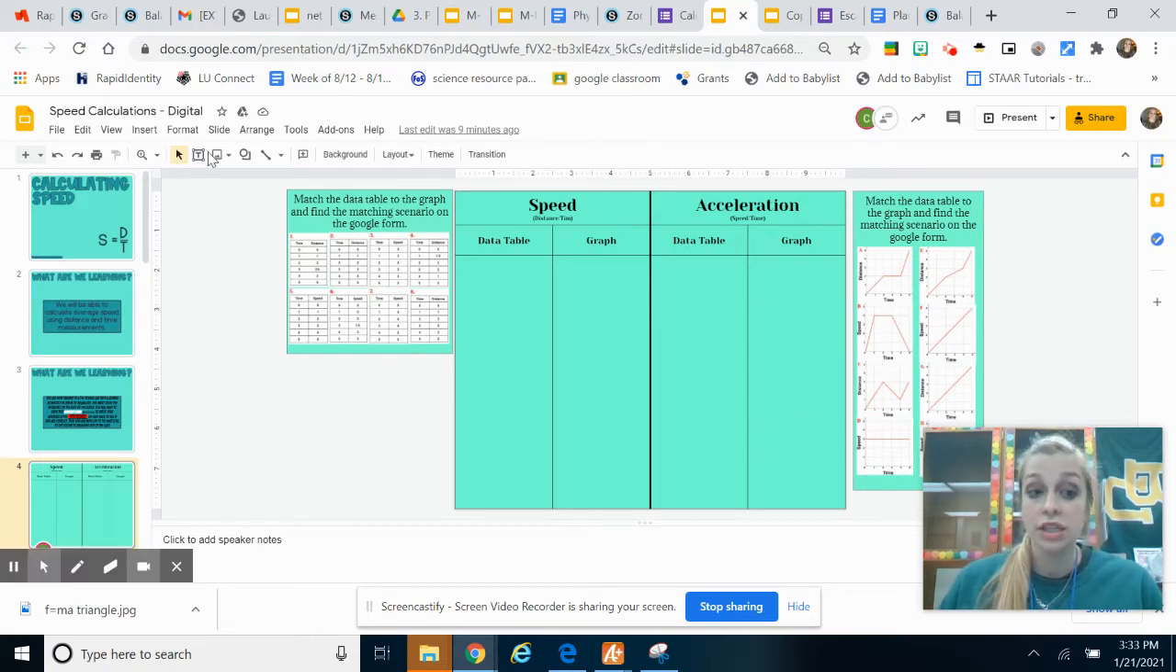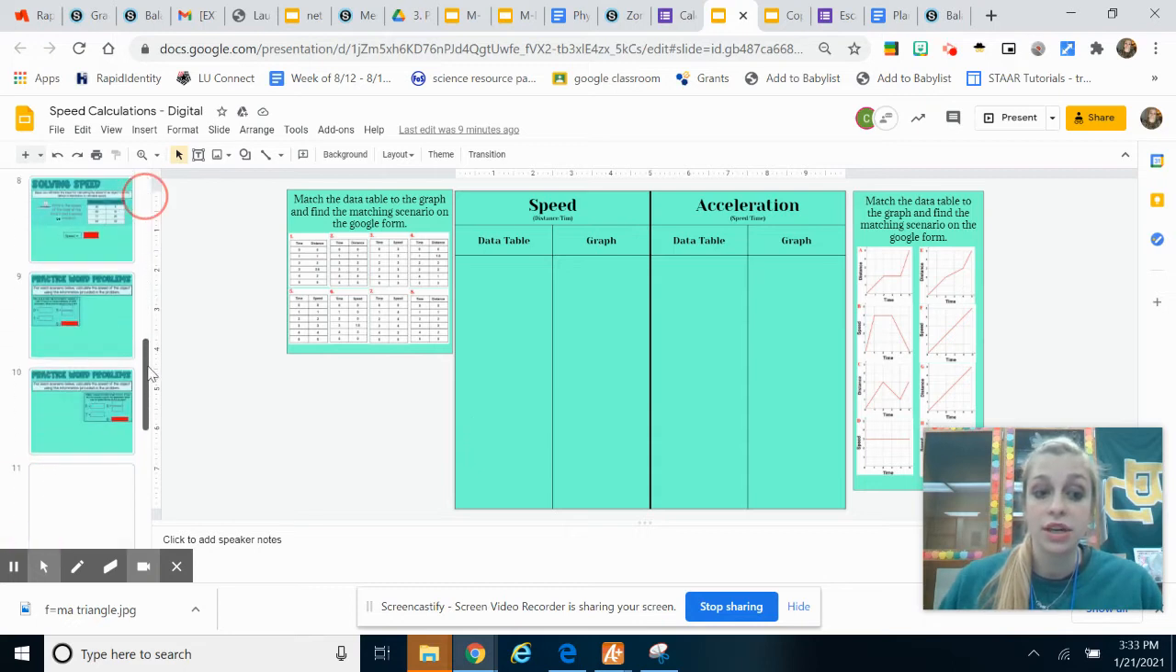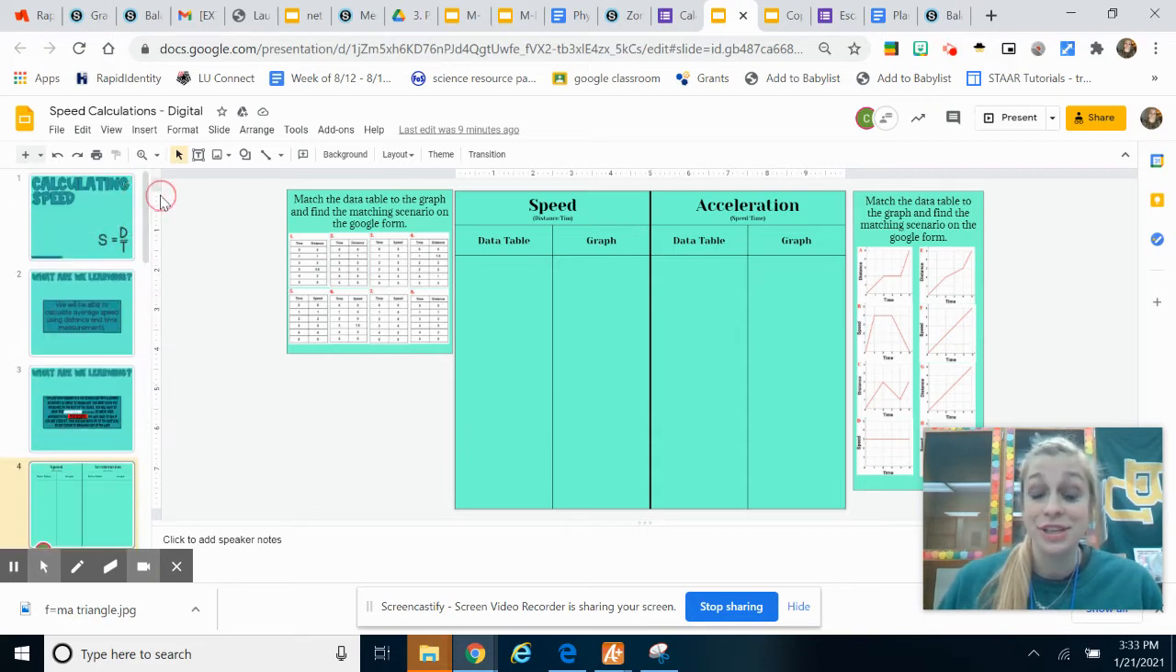So the first slide is a card sort, the rest are calculating speed. So this first one is like a monster. You got to get through this first one, and then the rest are going to be easier. So first thing you need to do is match the data tables to the graphs. So what I would suggest you do first is you put all the data tables on the correct side.